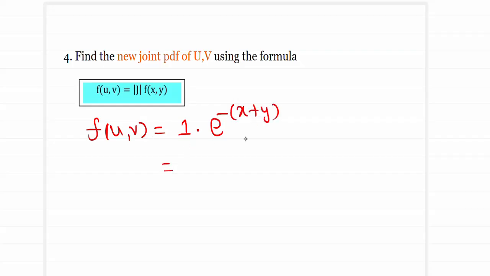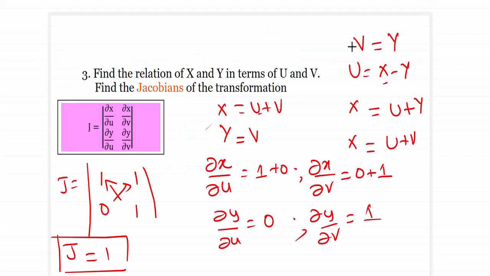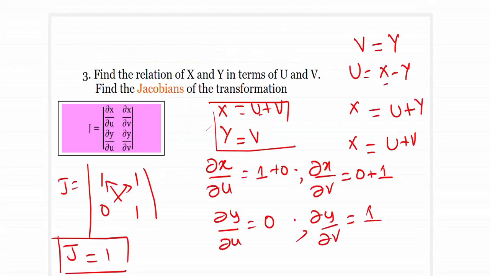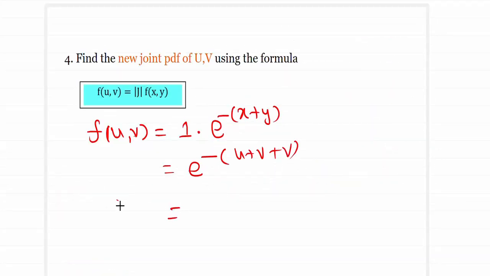Now the glitch to be cleared over here is that I want a function of u and v, but I have the variables x and y. They have to be eliminated. So how to eliminate them? Replace using the relationship which we have just now found. So x can be replaced as u plus v, and y can be replaced as v. So now this gives me the new function f of u comma v as e power minus (u plus 2v). So now I have got the new joint PDF of u and v as e power minus (u plus 2v).